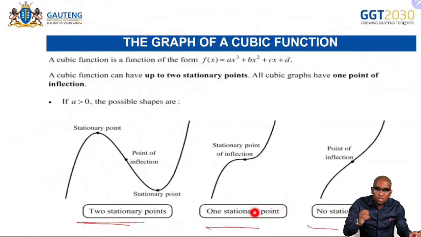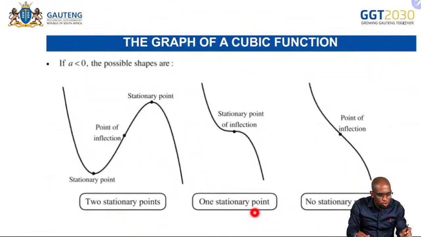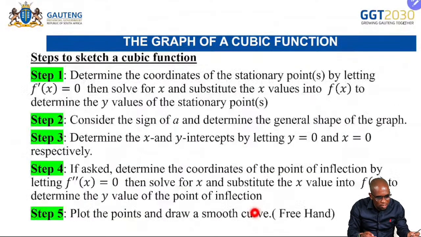When we have no stationary point, we're just going to have that point of inflection. If it has 1 stationary point, that stationary point is called the stationary point of inflection. So it's very, very important. Also, with the one that is decreasing, you still have the same type of shapes there. It can have 2 stationary points, 1 stationary point, or no stationary point at all.